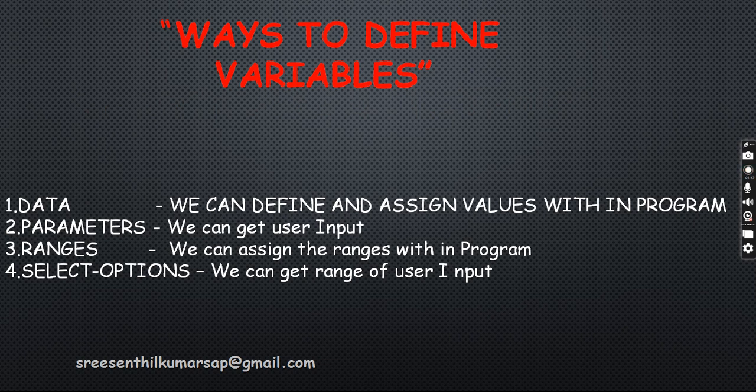Next, what are the ways to define variables? We have 4 ways to define a variable: data, parameters, ranges, and select-options. What's the meaning of data? Data means we can define and assign values within the program. It won't ask for user input. What are parameters? Parameters means we can get the user input at runtime. Now we are going to see a small program.